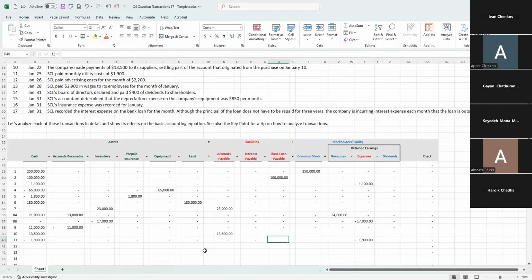Professor, each time we make an expense, we have to add a minus, right? Minus, yes. Because the expense reduces the shareholders' equity. Okay. Thank you. Revenue increases it, expenses reduce it.